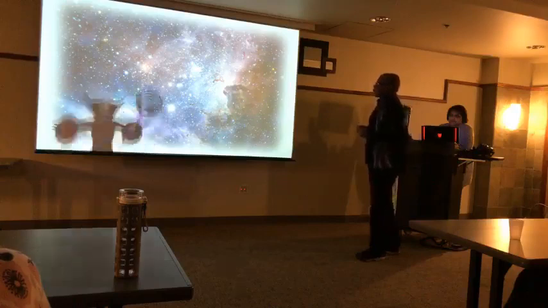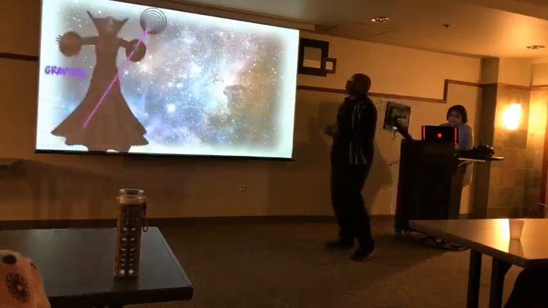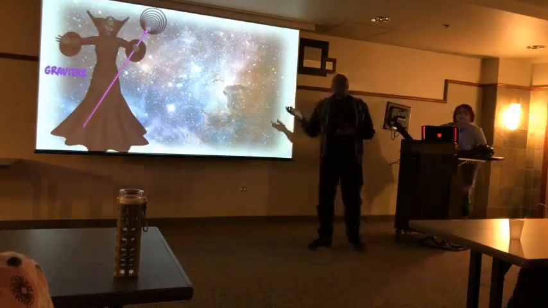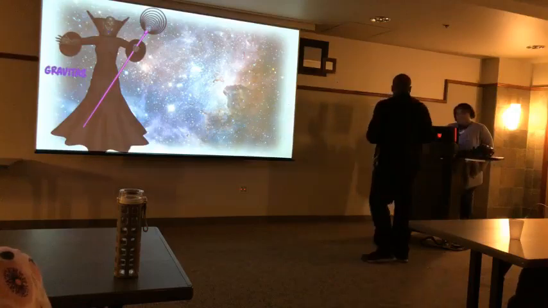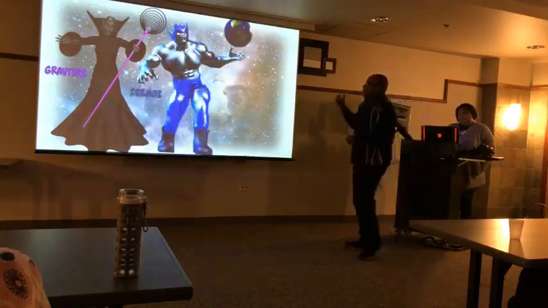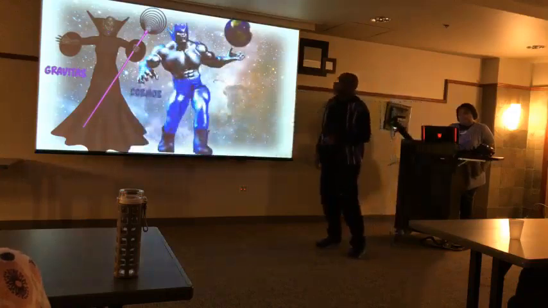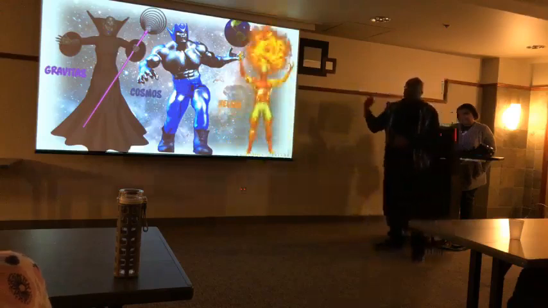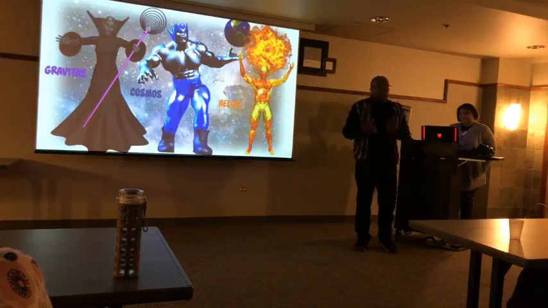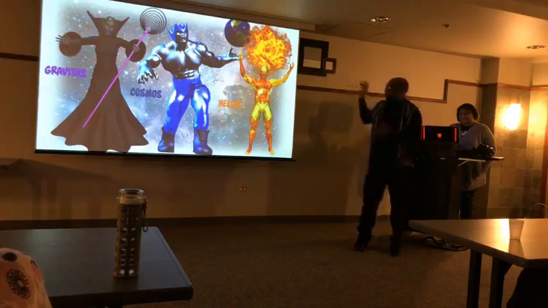First click. All right, this is Gravitas. This is my character for gravity, and I'll explain her in a minute. Next slide. This is Cosmos. Next one. And this is Helios. Now, some of you don't know, I'm an illustrator, that's what I do for a living. So I created these guys.